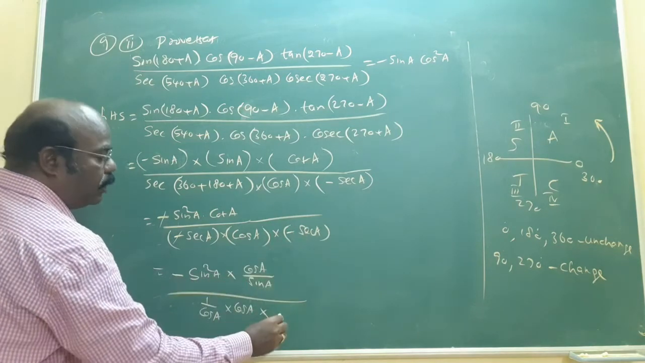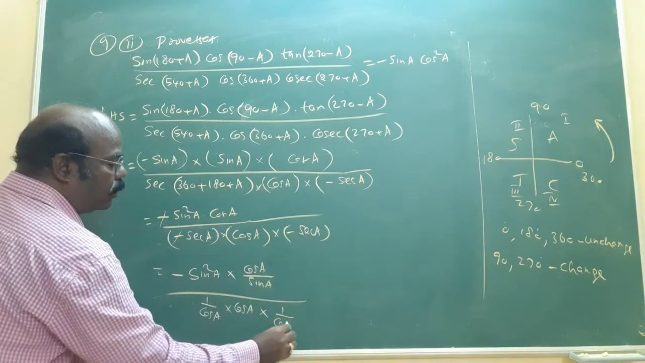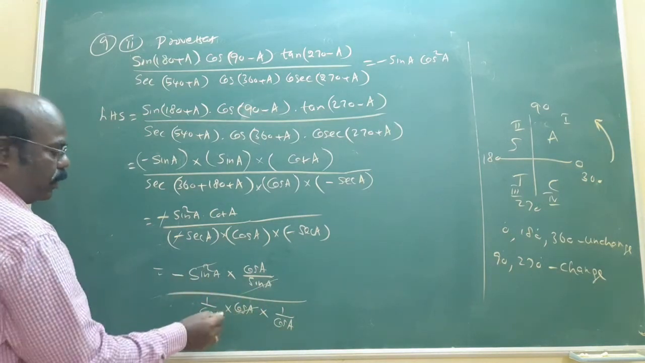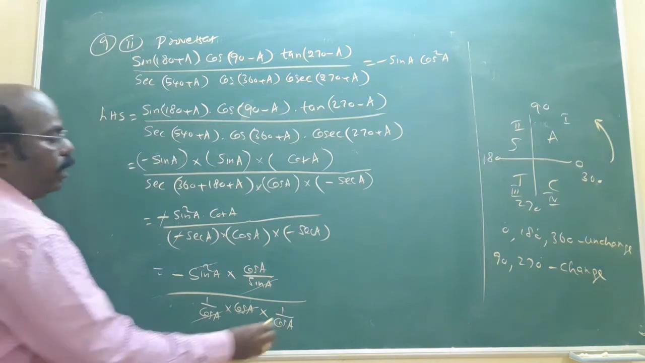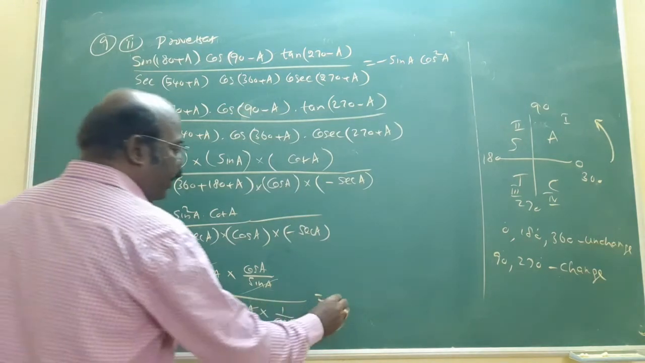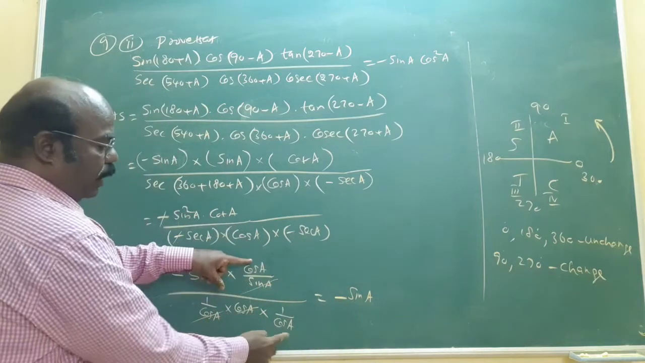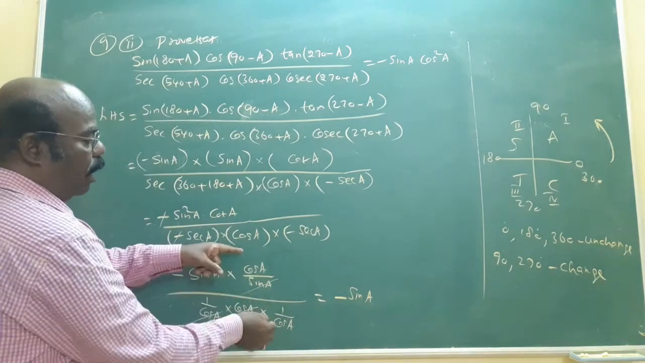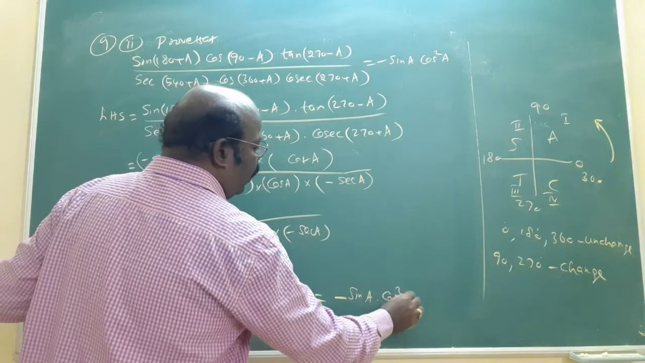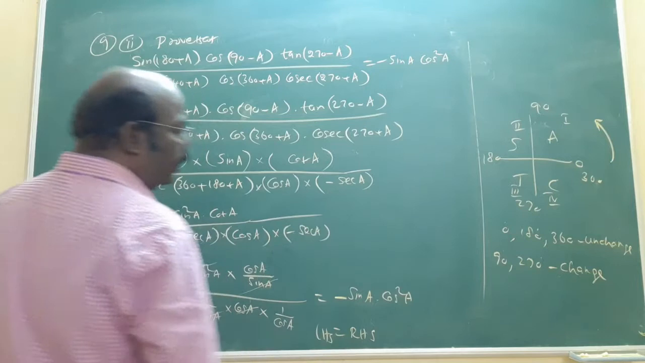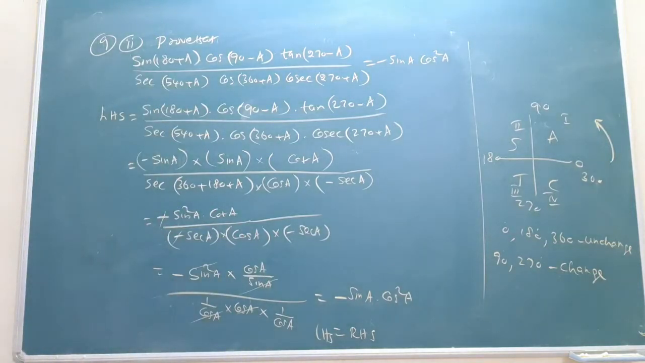Secant is 1 by cos. Am I right? Sin cancels, cos cancels. What is reciprocal? Which is equal to minus sin A is there, here cos, here also cos, you know. Change reciprocal, cos into cos, cos squared A. That is RHS. Start with LHS, we get RHS.